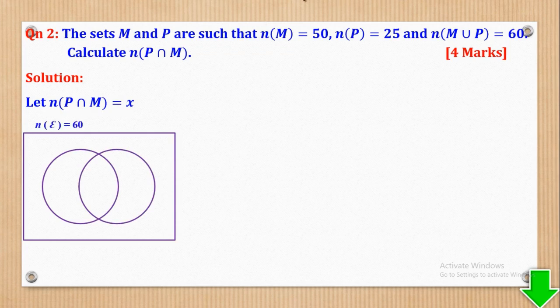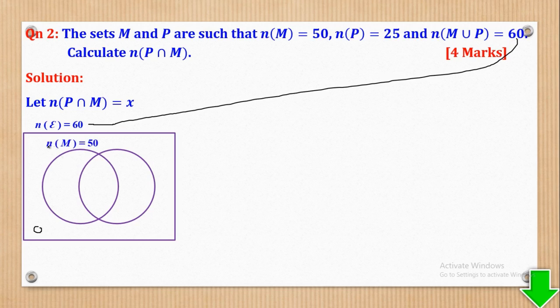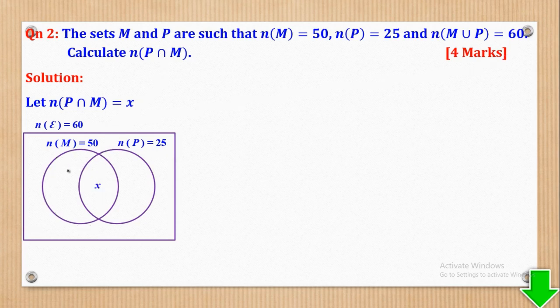So first of all, we shall say the total is 60, which is M union P. That means that here outside it will be 0. Therefore, number of members in M are 50, number of members in P are 25. The intersection is what we want, so it will be X. If this is X, and the total of this is 50, it means that the remaining part will be 50 minus x, and here the remaining part will be 25 minus x. So next is to substitute.